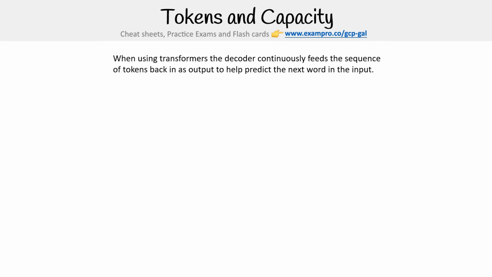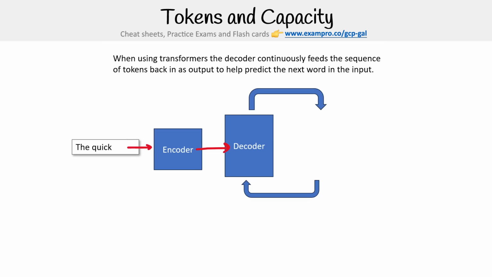Let's talk about tokens and capacity, because it really matters how much you can produce. So when using transformers, the decoder continuously feeds the sequence of tokens back in as the output to help predict the next word in the input. So what are we talking about here? Imagine we have our input as "the quick."